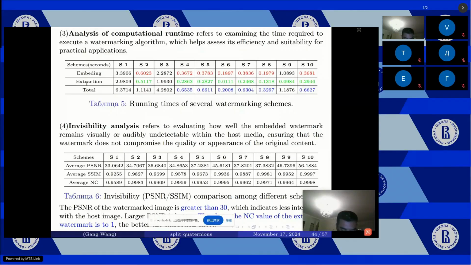The PSNR of the watermarked image is above 30, and the closer the SSIM value is to 1, the less interference there is with the host image, indicating better quality with higher PSNR values. Additionally, an NC value closer to 1 indicates better watermark extraction performance.